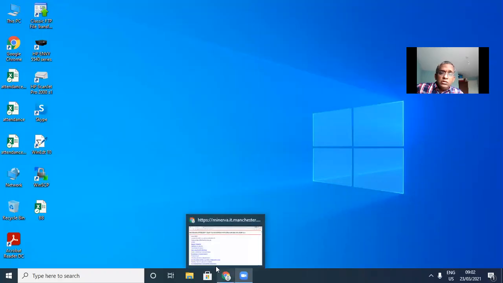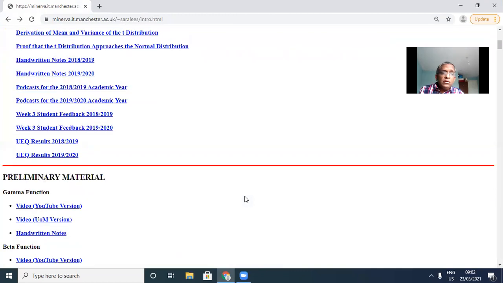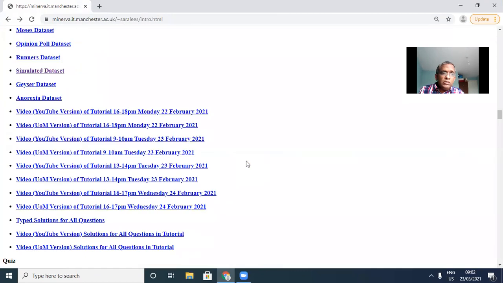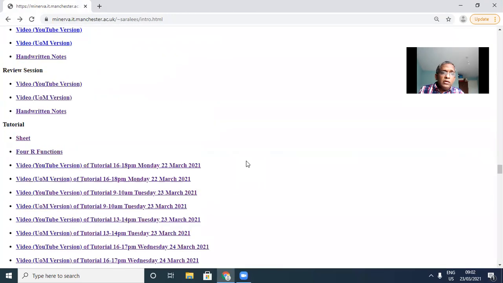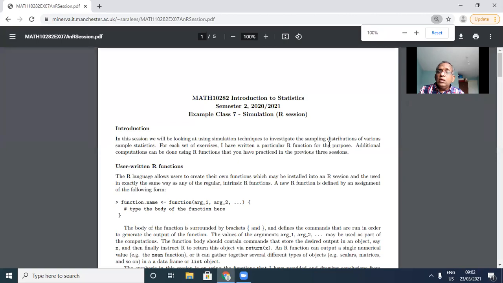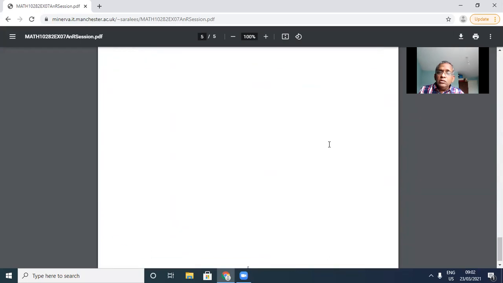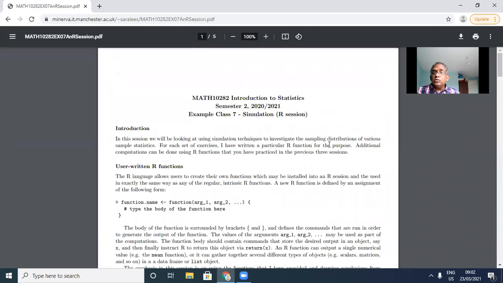So let me show you the tutorial sheet if you haven't seen it before. If you go to week 7, this is week 7. This is the tutorial sheet for today. As you can see, it's not too long. It's only 4 pages long. As usual, I will take you through every command in the tutorial sheet, and also do the exercises at the end, right? Okay, guys. So let's begin.